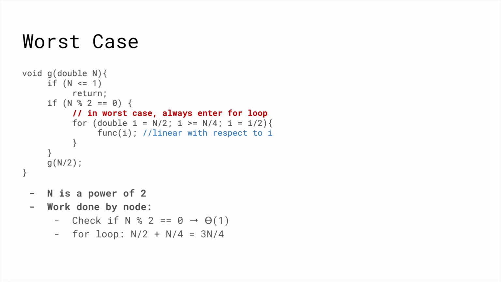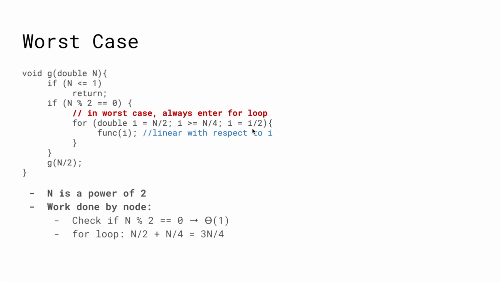So for our worst case, n is going to be a power of 2. And at every node, we're still going to be doing that constant work check to see if n mod 2 is 0, but now we're also going to enter this for loop. In this for loop, we start off with double i equals n over 2. We're going to keep going until i is greater than or equal to n over 4, and at every single step, we're going to have i.